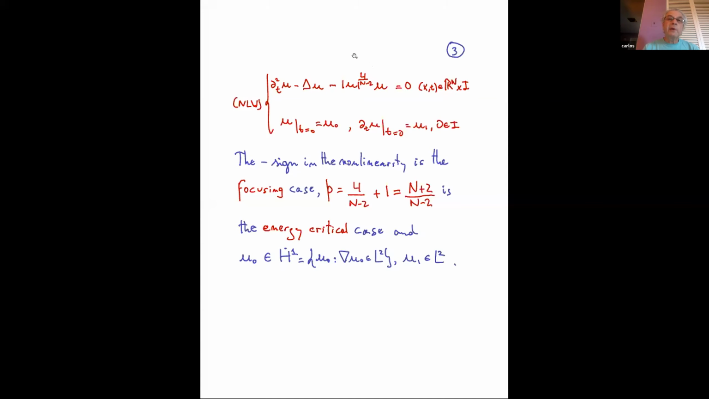Usually here you write the power p minus 1. And the fact that we chose p to be 4 over n minus 2 plus 1, which is n plus 2 over n minus 2, signifies that we are in the energy critical case, and I will explain what that means in a moment. For the initial data, we will be working in what I will be calling the energy space, which is the space of functions whose gradient is in L2, and the time derivative will be in L2.